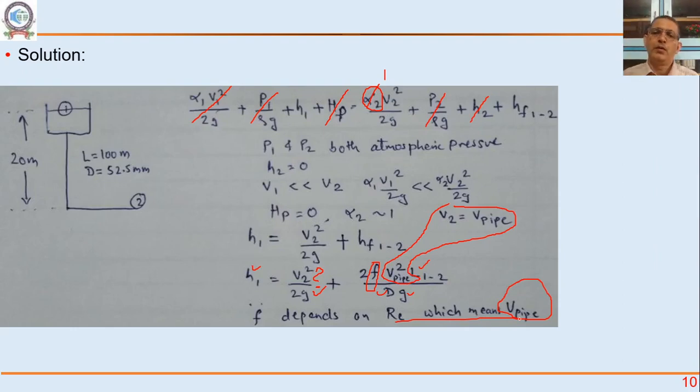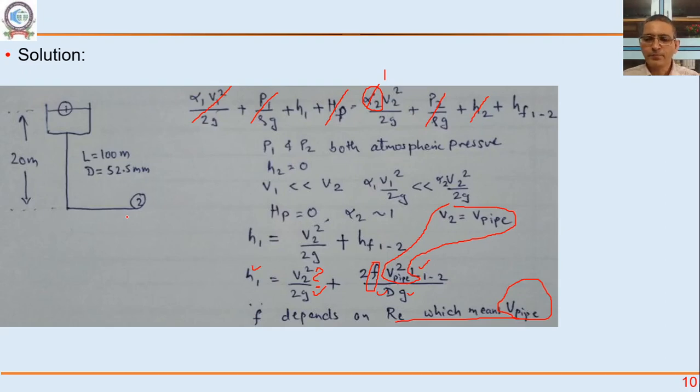So we are stuck. We have two unknowns, friction factor and velocity, and we have only one equation coming from the Bernoulli equation. So let's see how to solve. I don't know the friction factor because that depends on the velocity in the pipe. But can I make an assumption that the flow is laminar here?